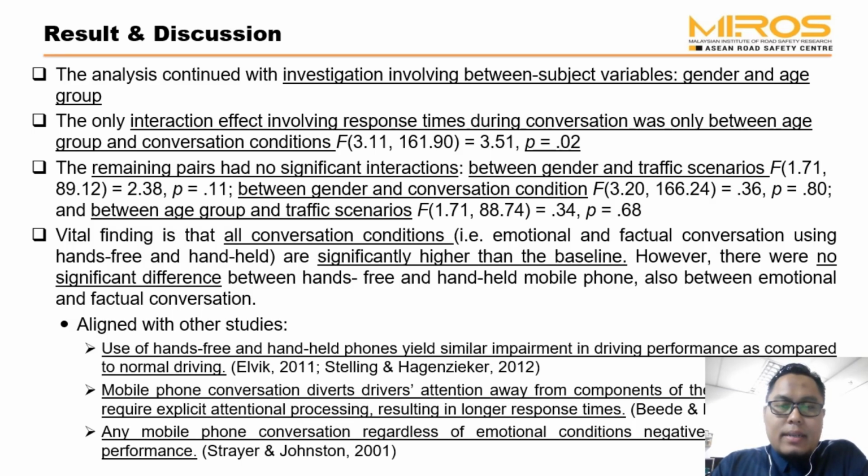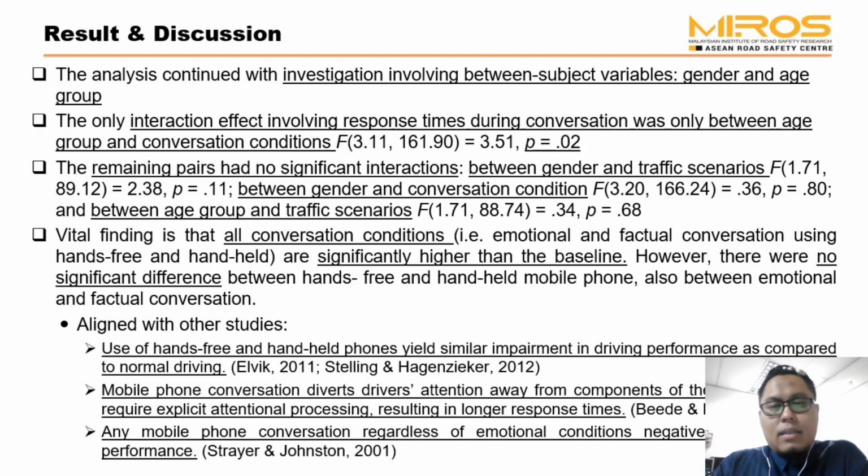The age group was defined as novice, with less than 4 years of driving experience and age between 18 to 25 years old, and experienced, with more than 10 years of driving experience and age between 30 to 59 years old. So the main effects of gender and age group on response time during the conversation conditions were both non-significant. The only interaction effect involving response times during conversation was between age group and conversation. The remaining pairs had no significant interactions: between gender and traffic situations, between gender and conversation condition, and between age group and traffic situations.